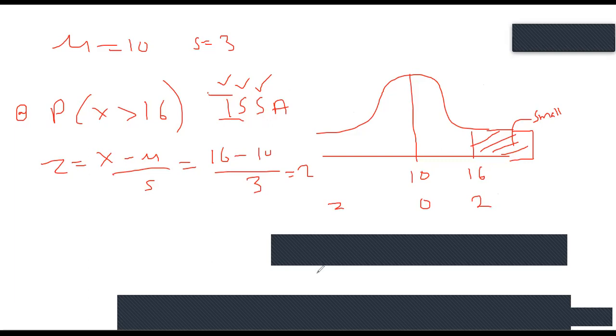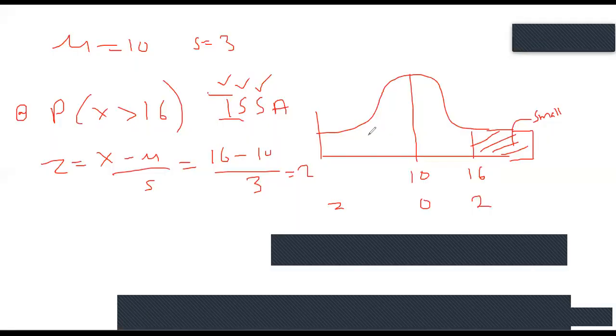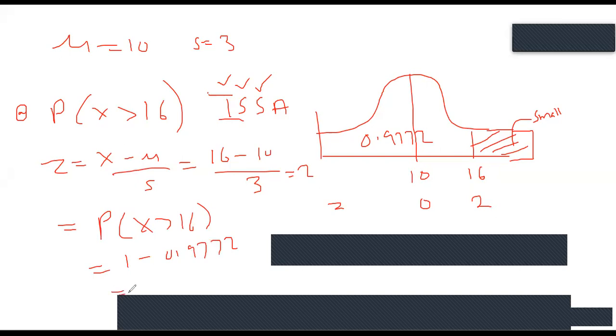So we read the 2 from inside the table. From the normal table, 2 is 0.9772. So this means that the shading from here to here is 0.9772. So what is the reading? We can say the reading of X greater than 16 is simply 1 minus 0.9772, which is 0.0228.